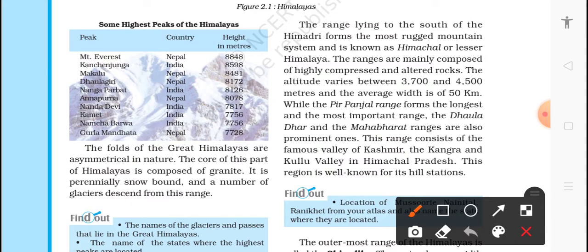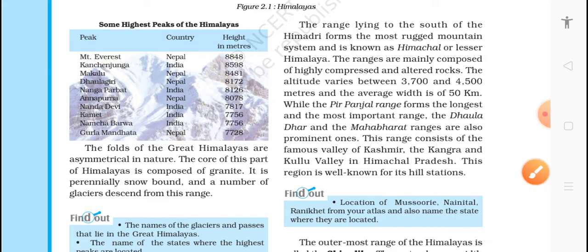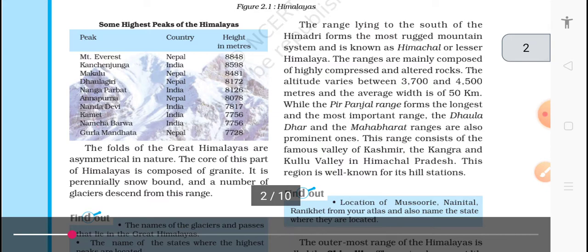The folds of the Great Himalayas are asymmetrical in nature. The core of this part of the Himalaya is composed of granite. It is permanently snow-bound, and a number of glaciers descend from this range. In previous classes, we have already learned about granite and what it is made of. These mountains, which are present in our northern part, north to east, are always covered with snow, and have glaciers.